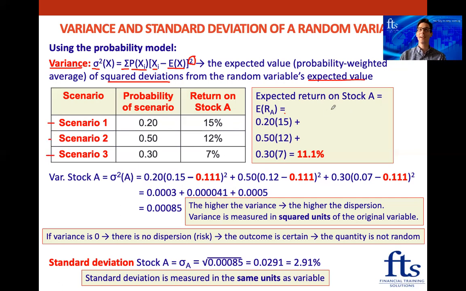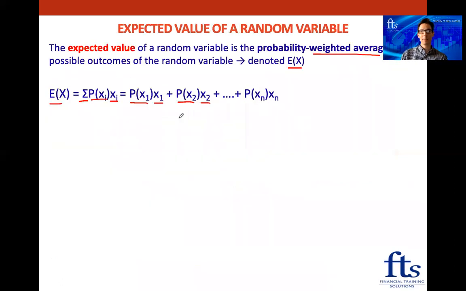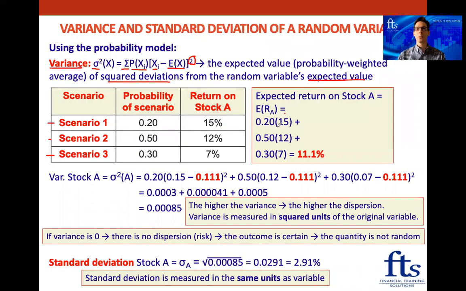So here is our expected return on stock A, and that is our formula here from the previous slide. Nice and easy. All we do is we take the probability of scenario 1 happening, which is 20%, and multiply that by the return under scenario 1, and we do that for each and every scenario, sum them all up, and that's going to be our expected value, 11.1%, or we can also view it almost like a mean.